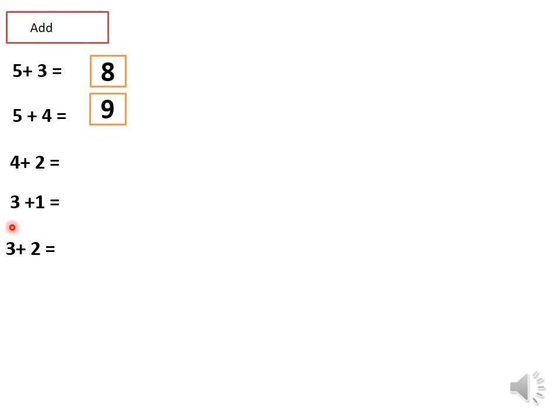What about 4 plus 2? It's very easy. 4 plus 2 equal 6. After that we have 3 plus 1. 3 plus 1 equal 4. The last one is 3 plus 2. We put 3 in our mind and we add 2 equal how many? 5.